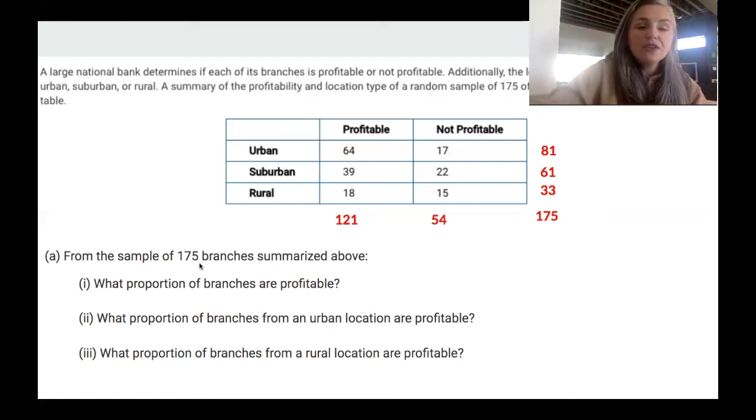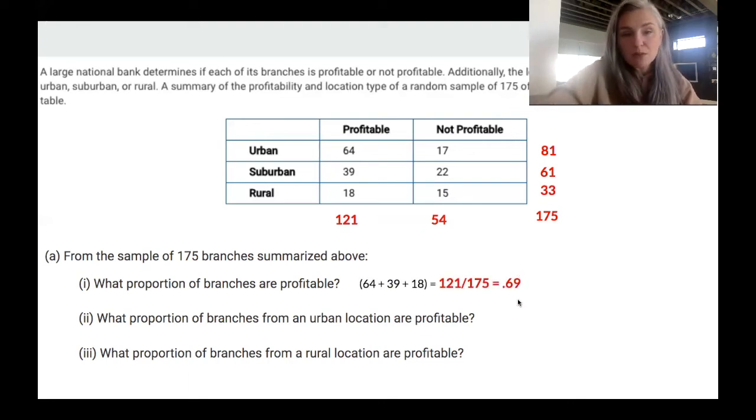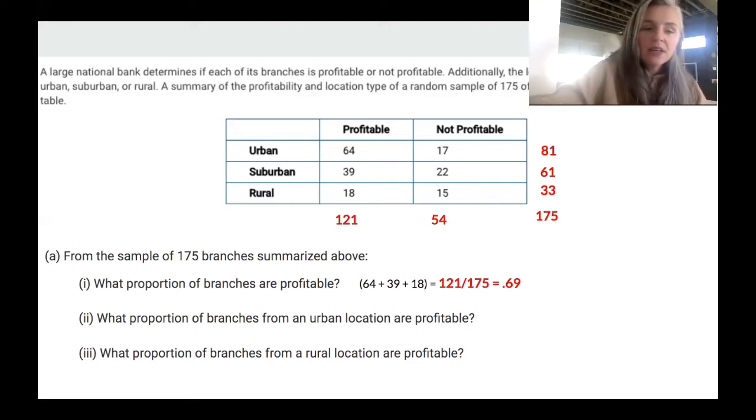From the sample of 175 branches summarized above, what's the proportion of branches that are profitable? What proportion of branches, so this would be all the branches, are profitable, right? So now we've already added up our profitable, that's 121, out of 175 banks, and we get 69% of our banks are profitable. Yay. We just hope they're more profitable than the not profitable. Obviously they are, but you know what I mean.